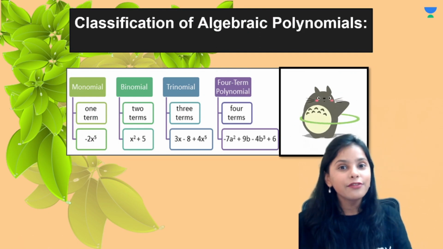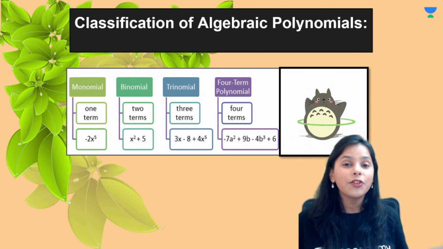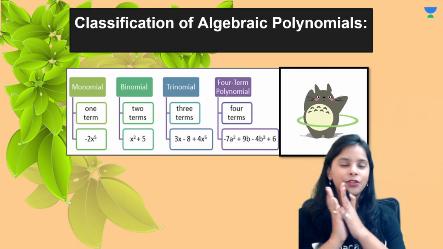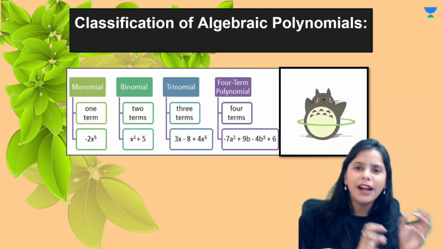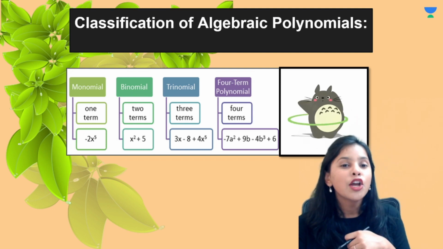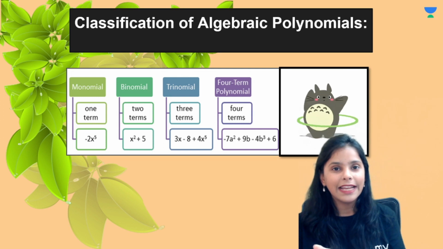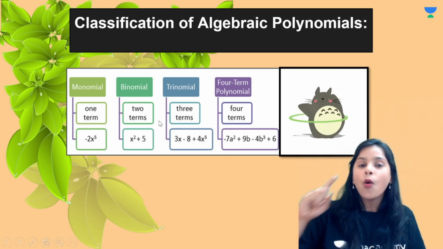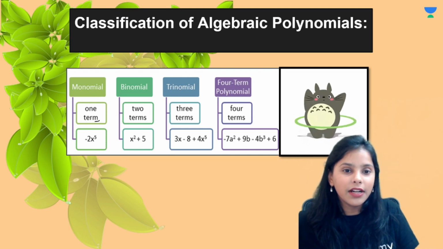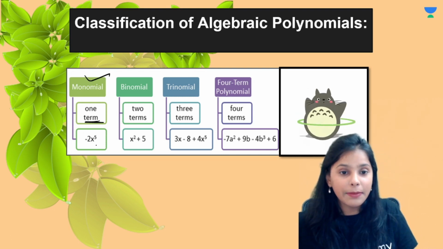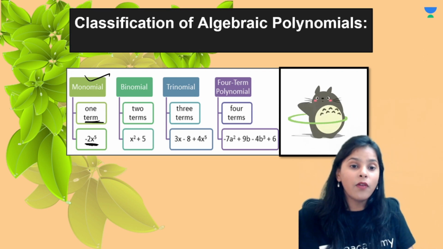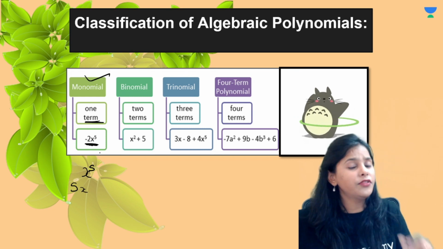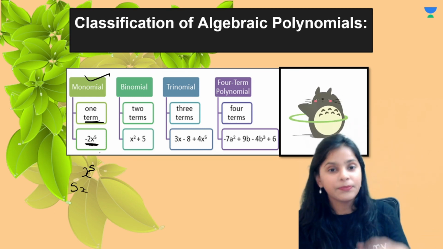Now guys, we have types of algebraic polynomials, or you can say expressions. So how can we classify them? I'm going to tell you. So if you have only one term in the expression, only one number, you call it a monomial. It's like alone, one term. So if you have one term, you call it monomial. For example, minus of x raised to the power 5, or x5, or you can say 5x, anything of that sort where you have only one term.